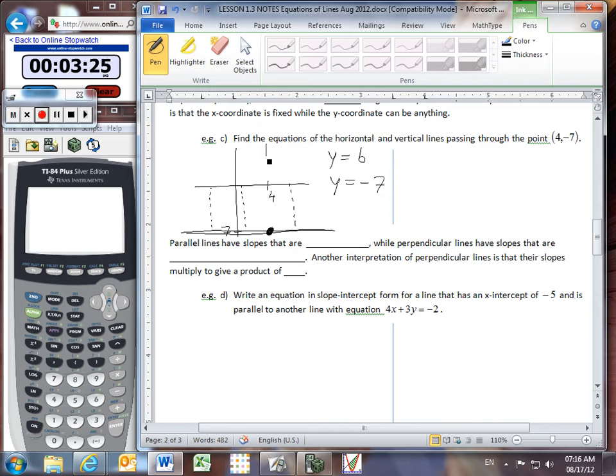Similarly, if we drew a vertical line through this point, the x-coordinate is going to be fixed at 4 units to the right of the line, because that's where our known point is located, and so our vertical line is simply x equals 4.